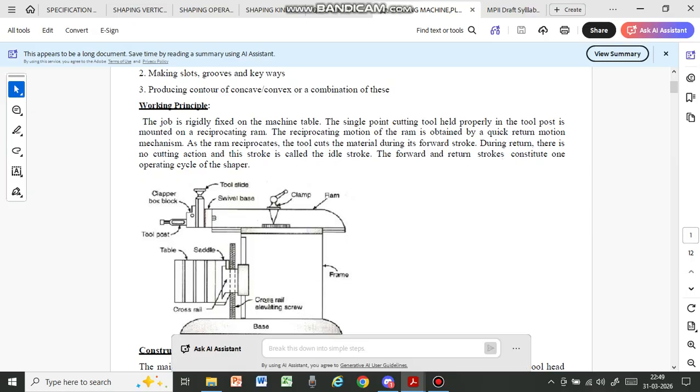There is a quick return mechanism inside the body of the machine, and the ram reciprocates with the help of that mechanism. As the ram reciprocates, the tool cuts the material during its forward stroke. In the forward stroke, the tool cuts, and the return stroke is an idle stroke. The forward and return stroke constitute one operating cycle of the shaper, or a complete rotation of the bull gear.